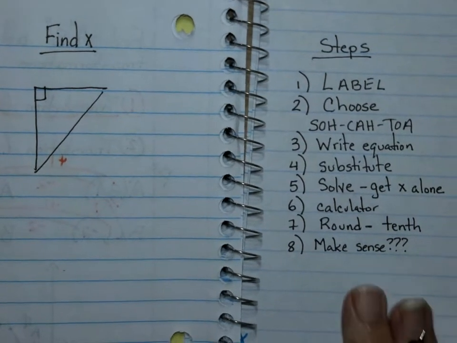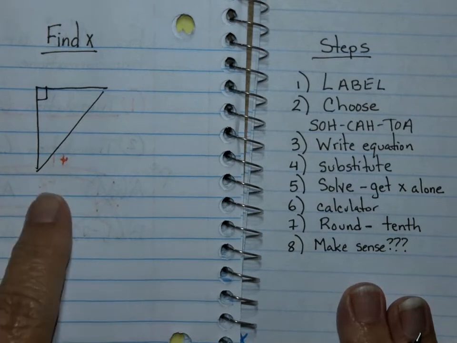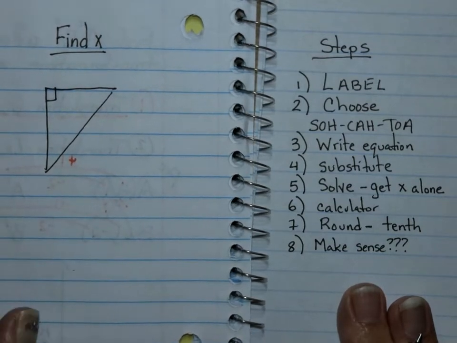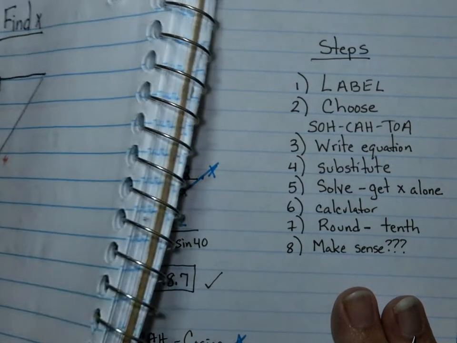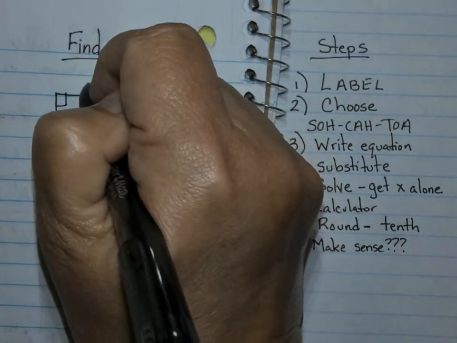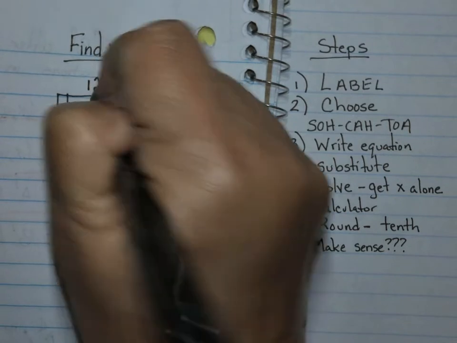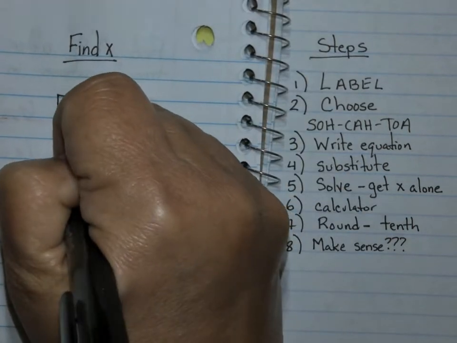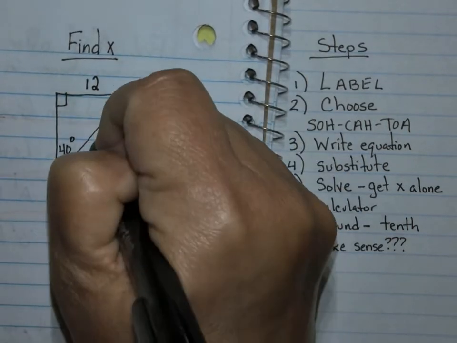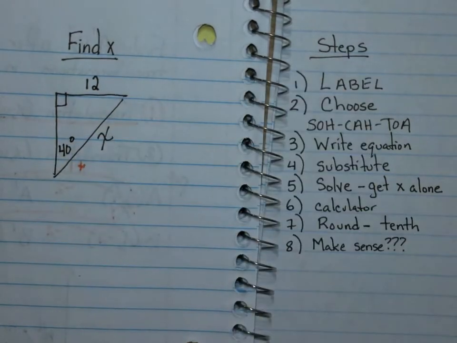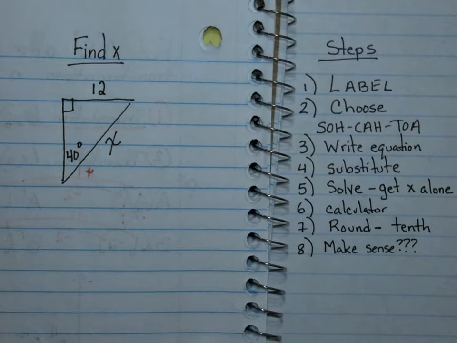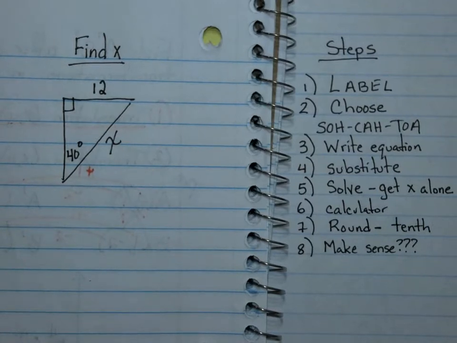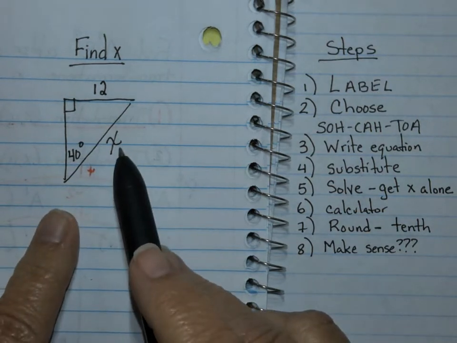Alright, so I'm going to leave these steps here on the side, and we are going to have a right triangle here, and we're going to find x together. So what we know is, we know that this side has a 12, this side has a 40 degrees, and the x is right here. Okay. So then we're going to do this problem step by step.